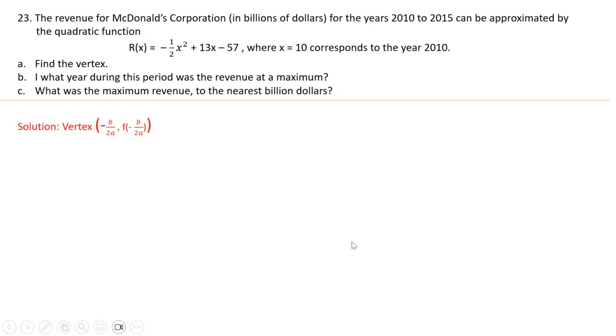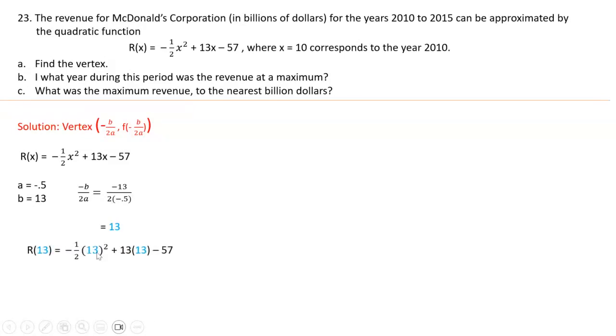So let's find the vertex first for part A. My a is -1/2 or -0.5, and my b is 13. So plug into the formula. We get -13 over 2 times -0.5, which is -13 over -1, which gives us 13. Now to find the y value of the vertex, we plug in 13 for every x in the original function. So we get 27.5. So my vertex will be (13, 27.5).